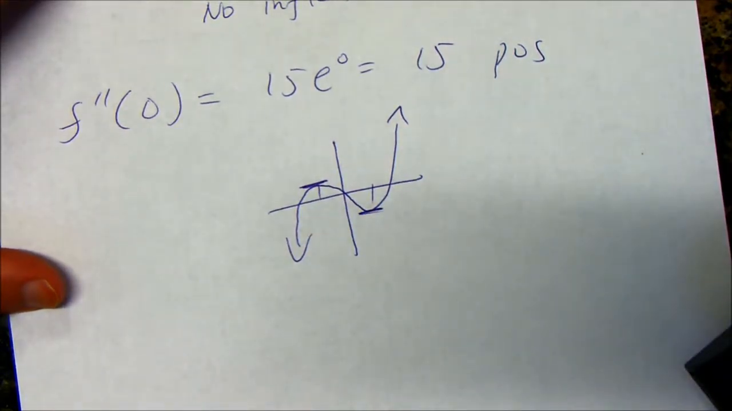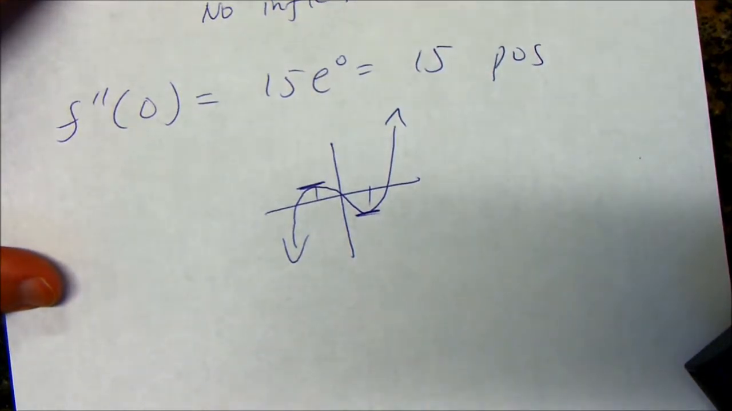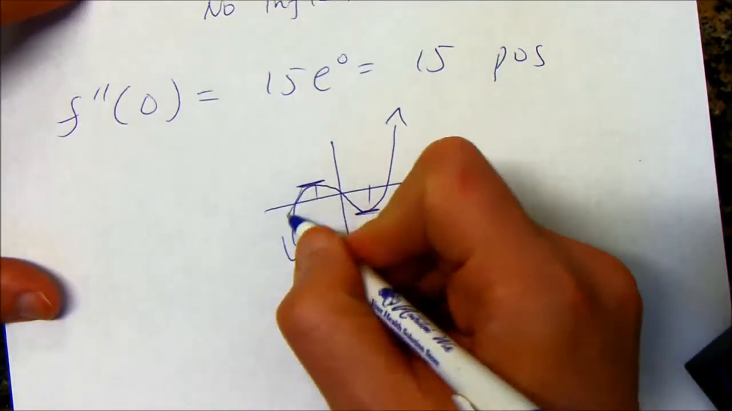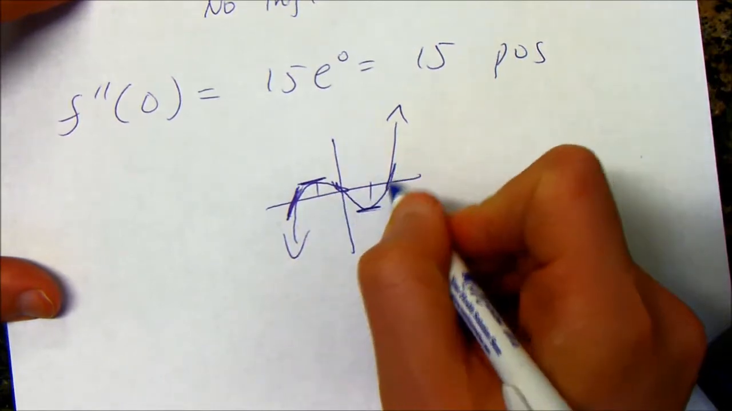These are not going to be points, these are just x values. And then it's going to ask you where the concavity is positive and negative. So like here it's positive, here it's negative, and here it's positive.